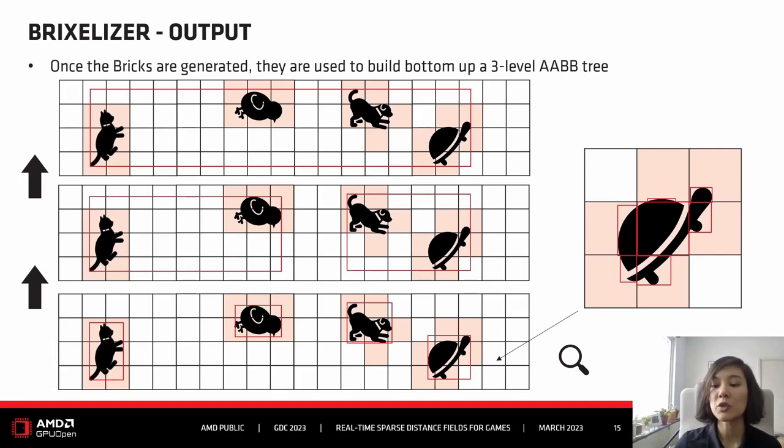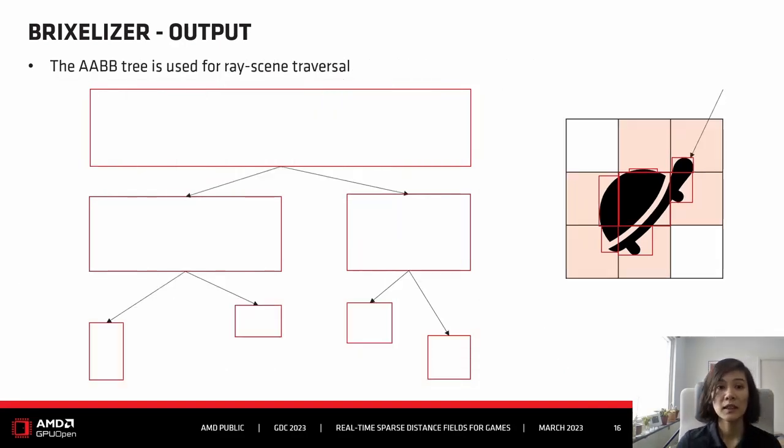And then when we traverse the scene, we start at the AABB tree. So the ray just checks all the AABBs to see if it intersects with them. If yes, we go down to the child nodes. And then at some point we'll reach the leaf nodes, which means we are actually reaching the bricks. And then we will swap to traversing the distance fields.